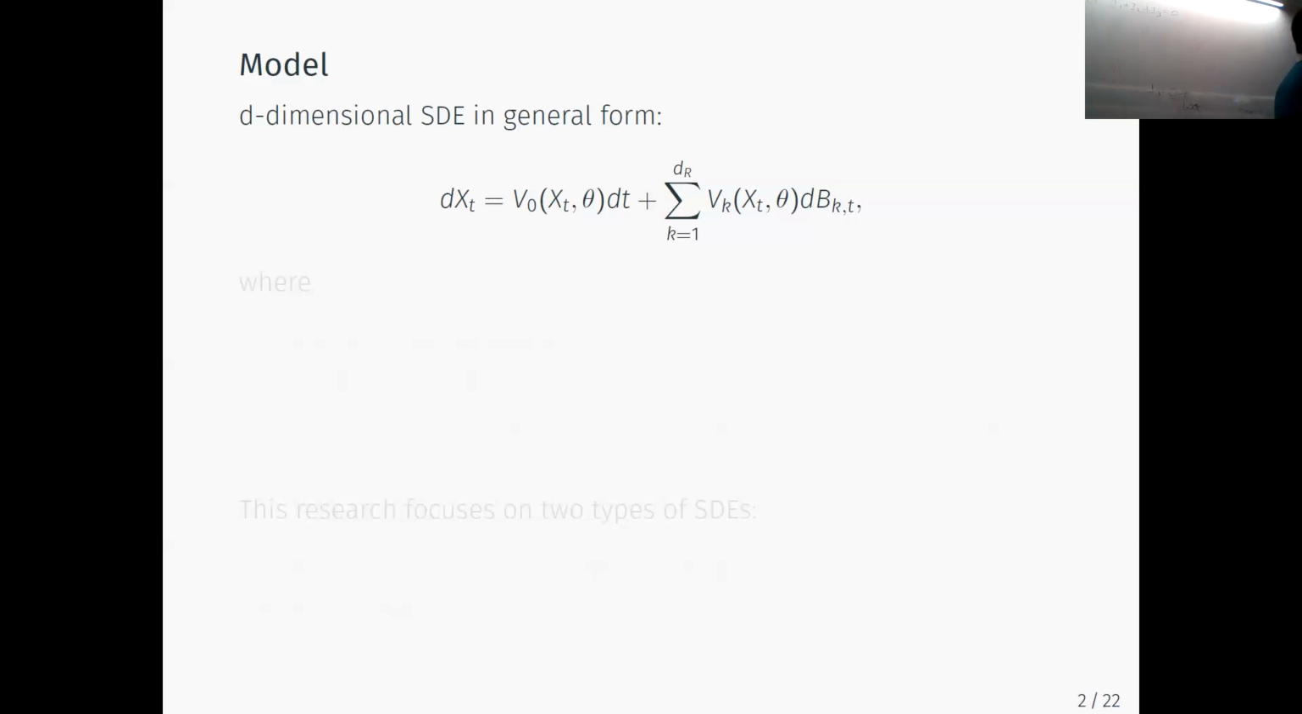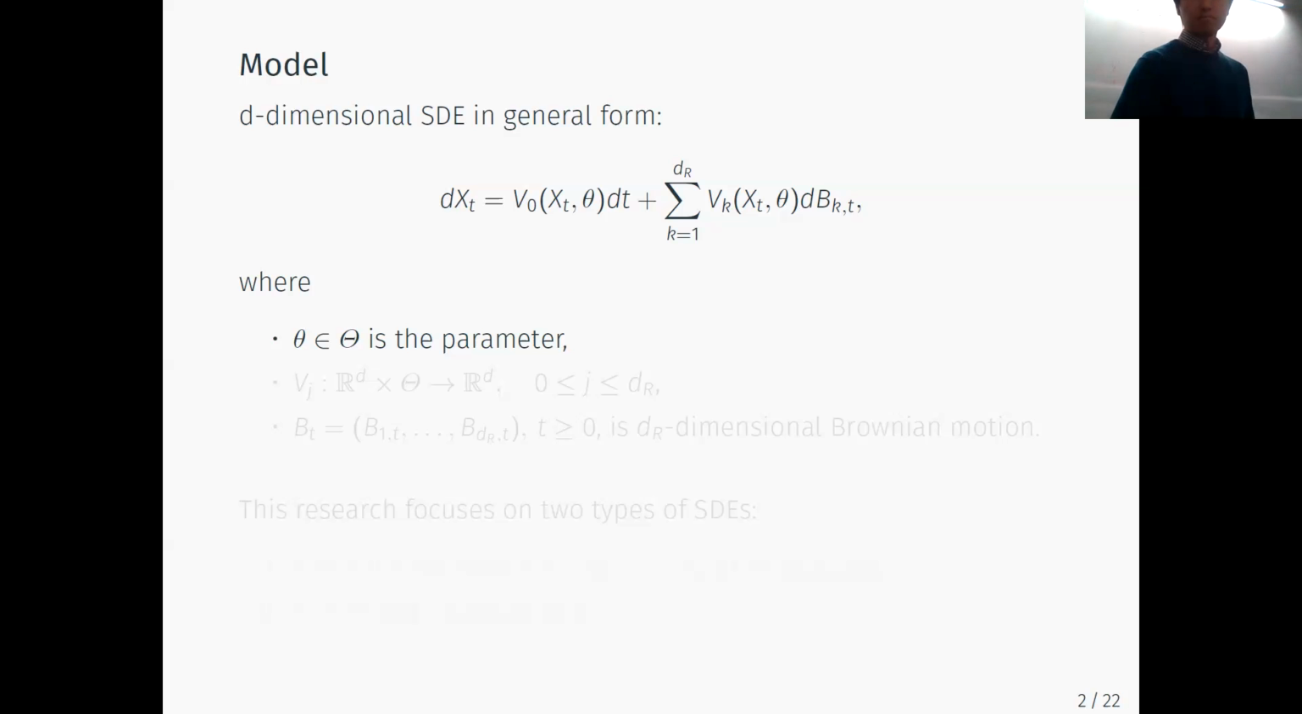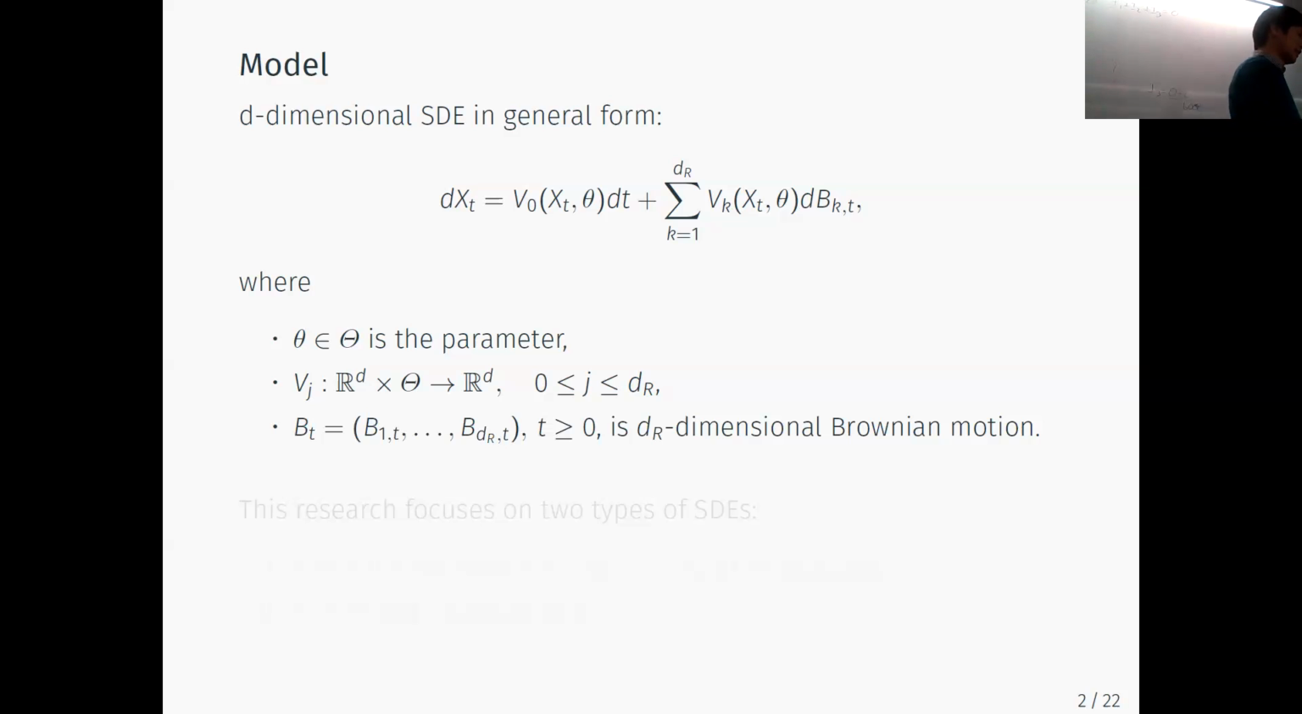So let's see the model. The model is given in the general form like this: the d-dimensional SDE. X is actually a d-dimensional vector, and you will see this theta. That is the parameter we want to estimate from the observations. The coefficient V_j has R^d dimension, so the right-hand side is also d-dimensional. And then B is the Brownian motion, which makes this system stochastic. So this d-dimensional Brownian motion gives some randomness in this system. So this is the SDE in general form.